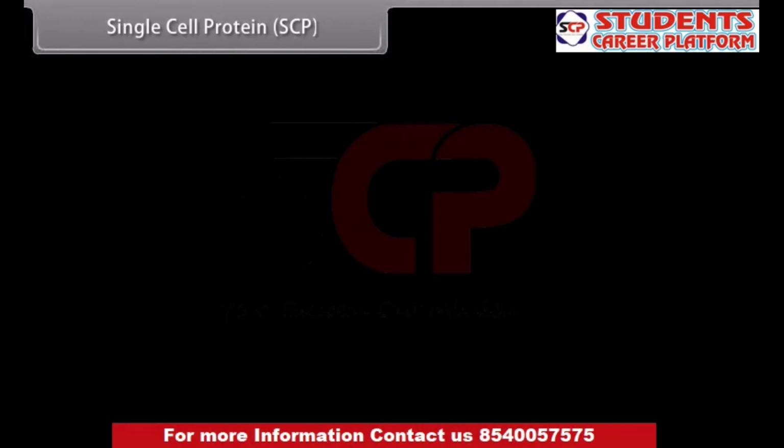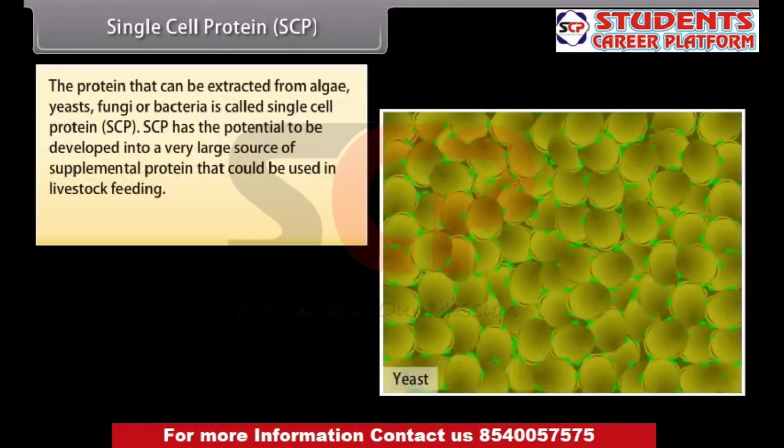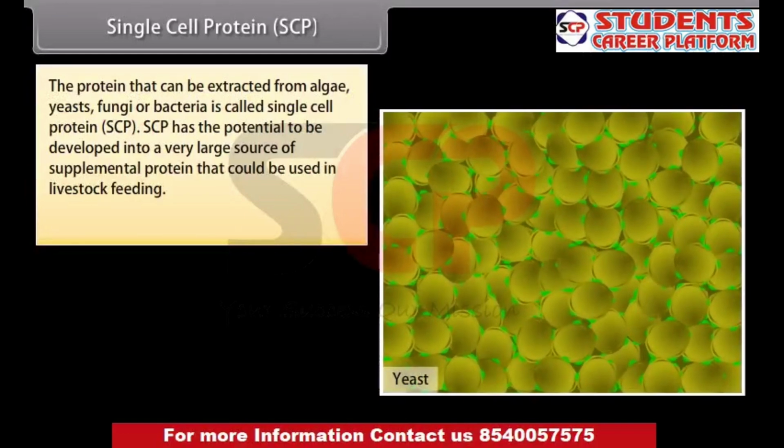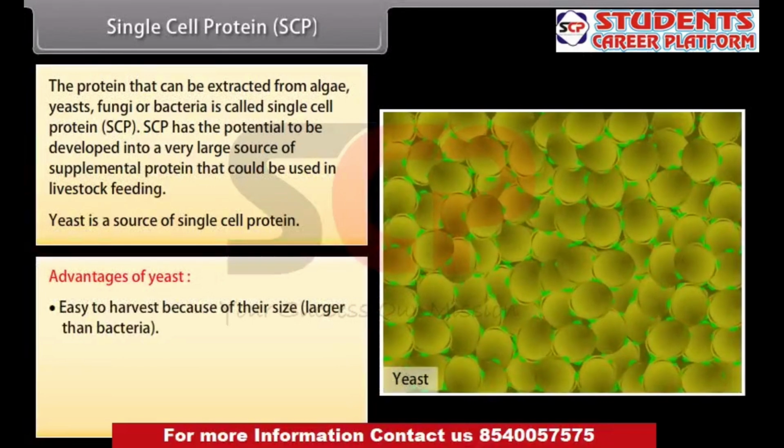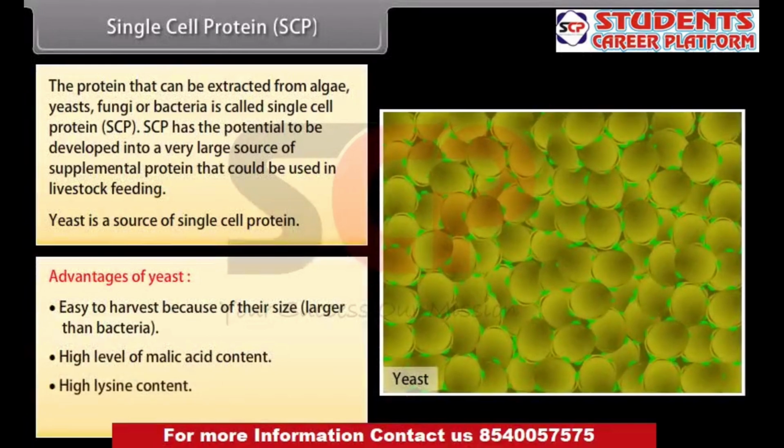Single-cell protein, SCP. The protein that can be extracted from algae, yeasts, fungi or bacteria is called single-cell protein, SCP. SCP has the potential to be developed into a very large source of supplemental protein that could be used in livestock feeding. Yeast is a source of single-cell protein. Advantages of yeast: easy to harvest because of their size, which is larger than bacteria. High level of malic acid content. High lysine content. Can grow at acidic pH.